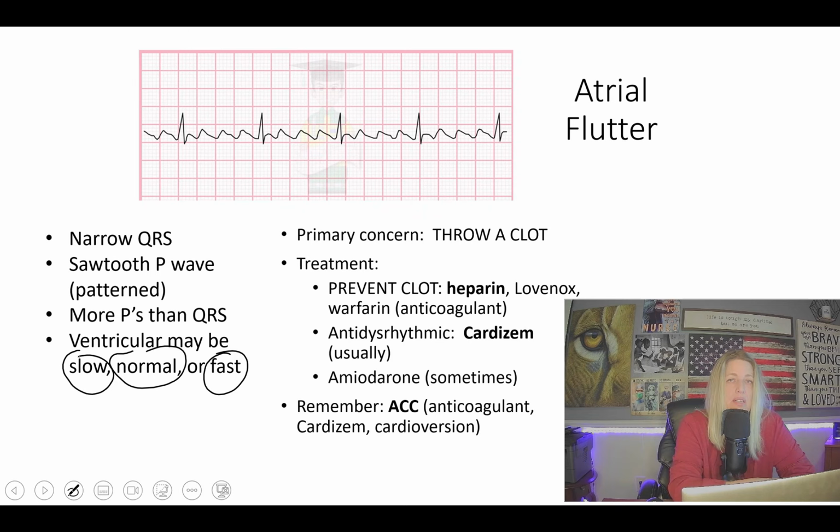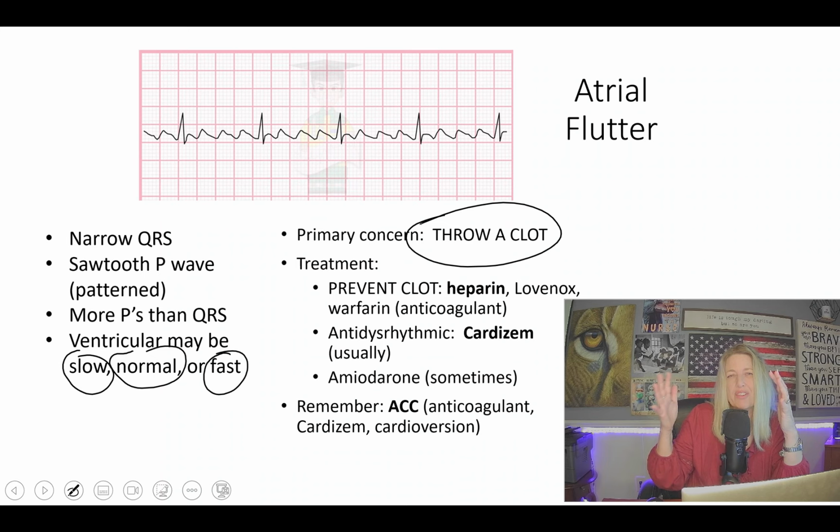Now, even when the rate is normal, it's still a concern, because when you go from a normal sinus rhythm to an atrial flutter, the risk is that the patient's going to throw a clot, because now all of a sudden their atria are fluttering. And when it's fluttering like that, you have turbulent blood flow. And whenever you have turbulent blood flow, the risk is that there's going to be a clot formed and you're going to throw a clot. So treatment for atrial flutter.